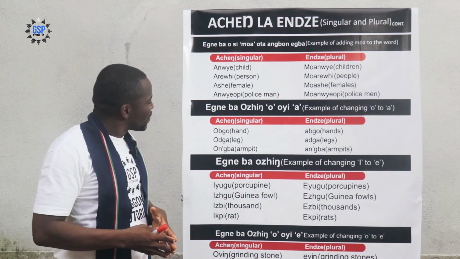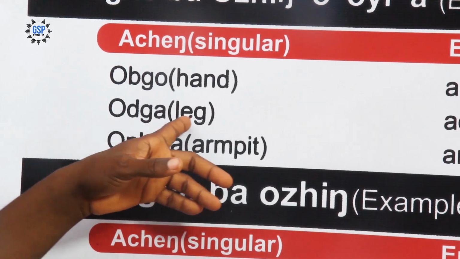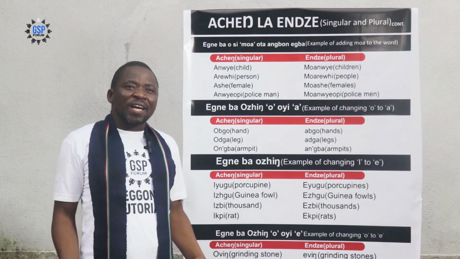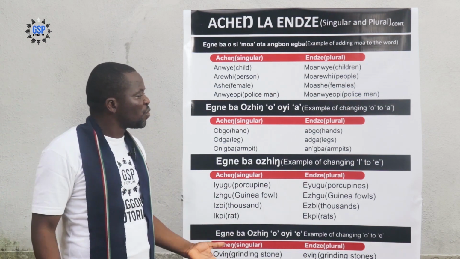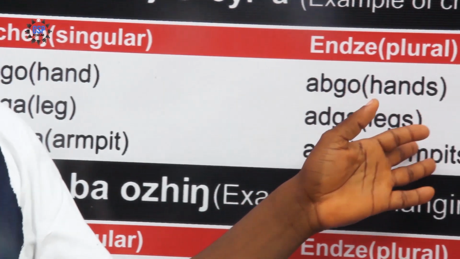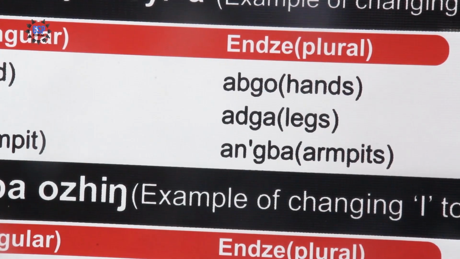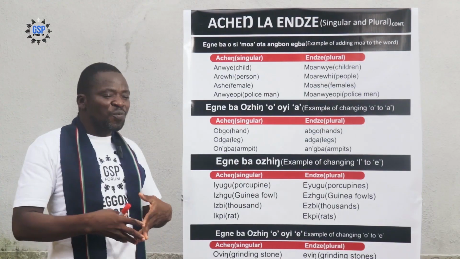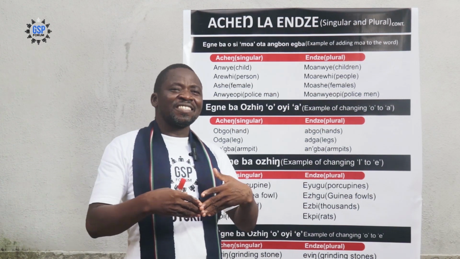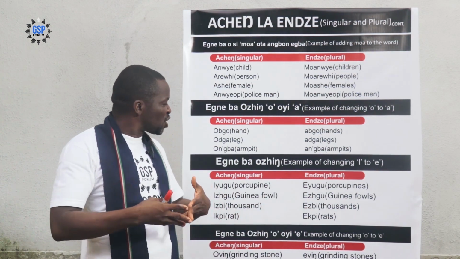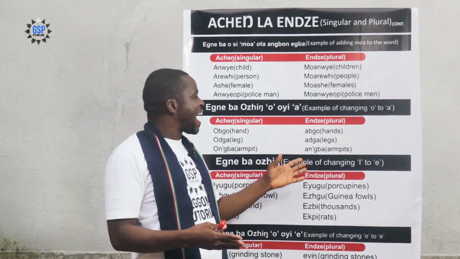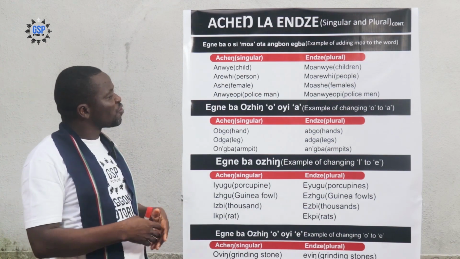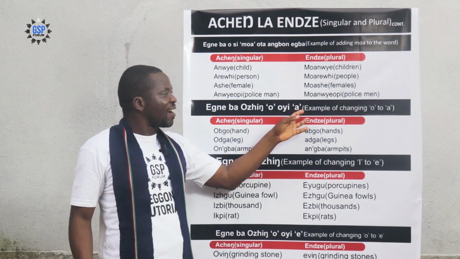The second example is odga. Odga is leg, which is one leg. When it is two legs, or two and above, we say adga, which is legs. The next one is ongba, which is armpit. That thing is one. But if it is more than one, we say angba, which is armpits. So these are the examples of changing O to A.